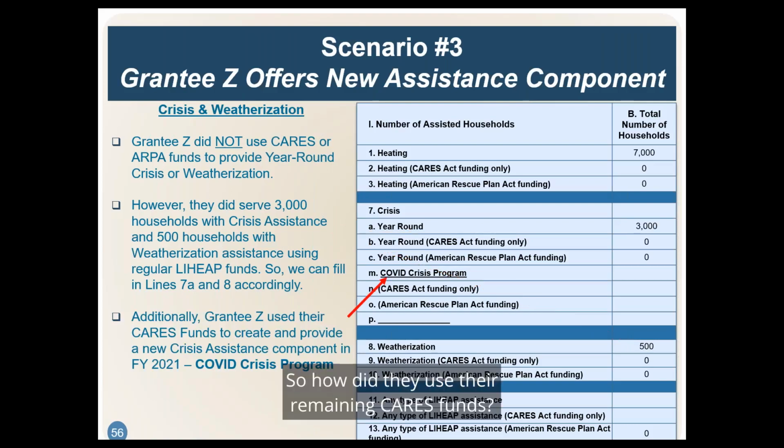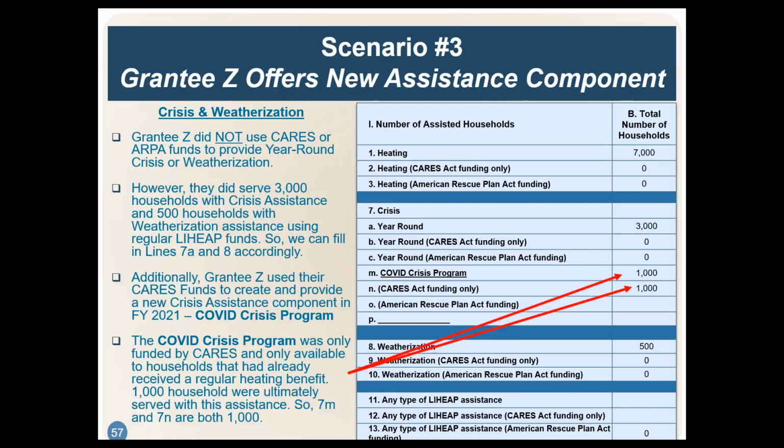So how did they use their remaining CARES funds? In this example, they used them to start a new crisis assistance component that they called their COVID crisis program. So that's written in on line M. Let's imagine that they used it to serve 1,000 households. We would put 1,000 on both the CARES line and on the total line, since in total 1,000 received that new component they added.